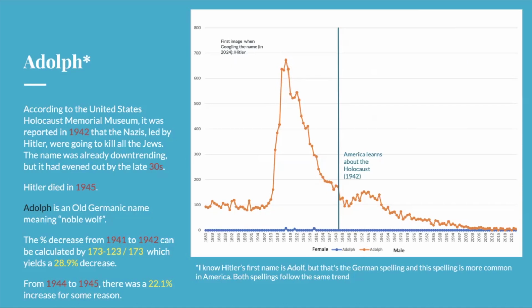Again, not that big, but I feel like Hitler is just such an infamous, horrible person that it is a little surprising that there's still some, but I mean, it's a name. I feel like it's really hard to just completely kill off a name, but there's still like 5 born every couple of years. I am confused why the name kind of went up again in the post-World War II era, but it eventually died out. Also, I know Hitler's first name is Adolf with an F, but that's the German spelling, and this spelling with the PH is far more common in America, but both spellings do follow the same name trend.